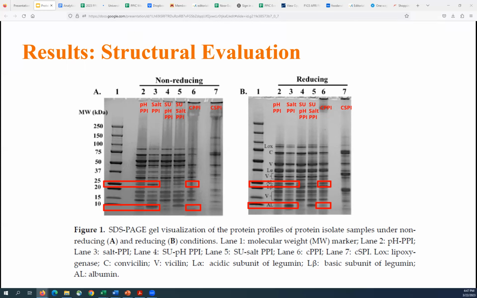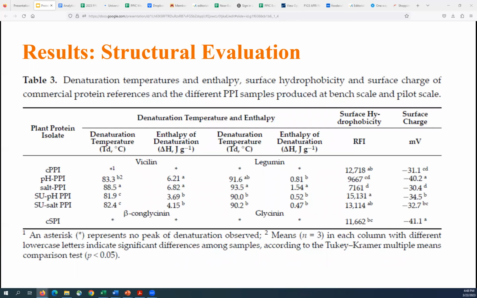So evidence of this preservation is definitely a win in the eyes of a salt extraction. And those are seen in both non-reducing and reducing conditions. Next, we're going to talk about denaturation temperature.